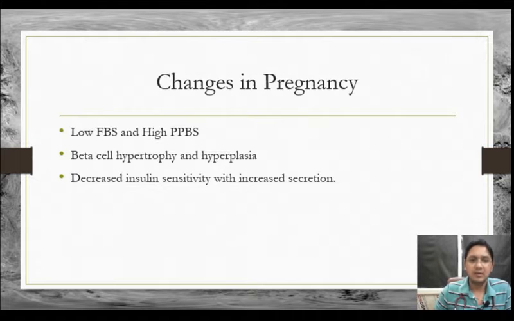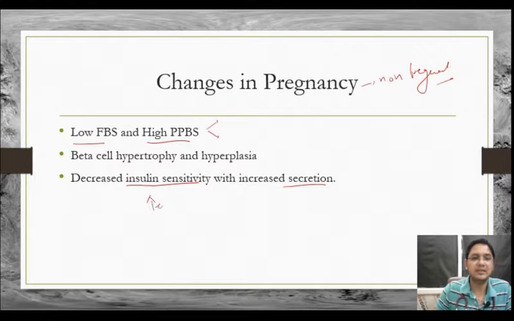So first, what are the changes we are seeing in pregnancy that make them different from the non-pregnant state? So what are the differences in pregnancy and non-pregnancy? In pregnant females, the fasting blood sugars are low, and the post-meal blood sugars are high. And why is it so? It is due to decreased sensitivity and increased secretion.